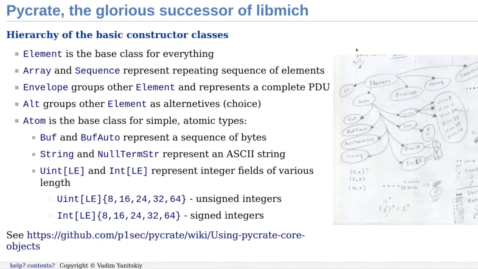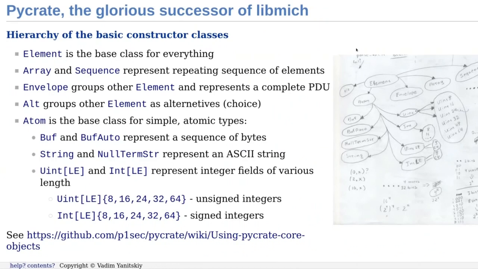They have quite a detailed description of this hierarchy, and this is essential if you want to develop your own protocols or read other protocol definitions. That's really nice to learn first. So you have the root element, the base of all other constructs, the class called Element. So you have some common API in there. Then you have Array and Sequence for repeating sequences of elements. You have Envelope, which represents a complete PDU and contains other elements.